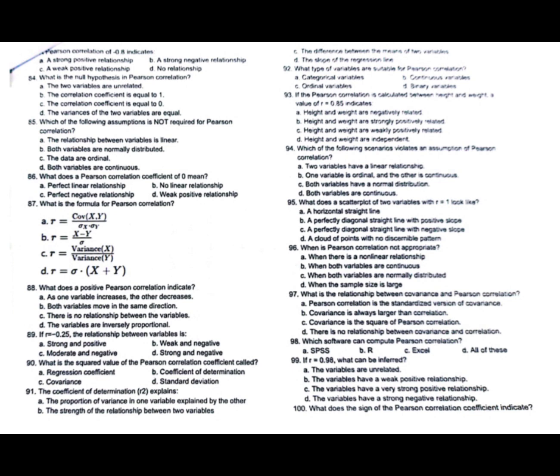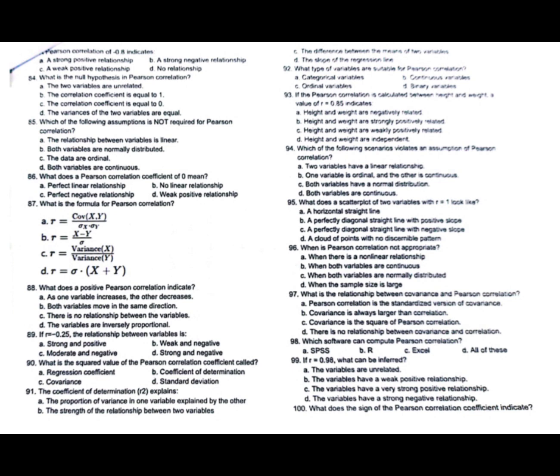97. What is the relationship between covariance and Pearson correlation? So the answer is Pearson correlation is the standardized covariance. 98. Which of the following can compute Pearson correlation? So the answer is D, all of these: Excel, SPSS, or R. If R is equal to 0.98, what can be inferred? So the answer is the variables have a very strong positive relationship.